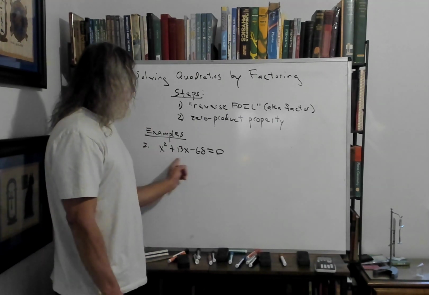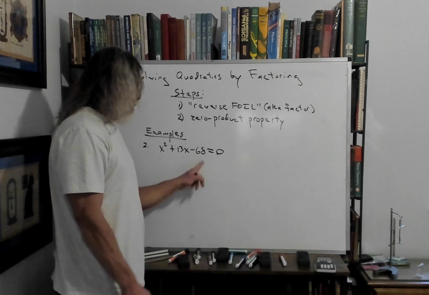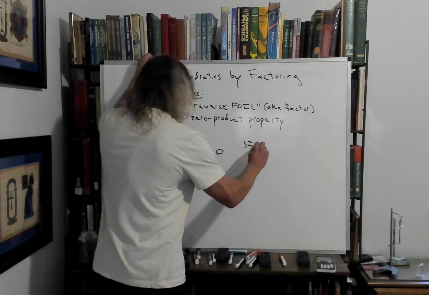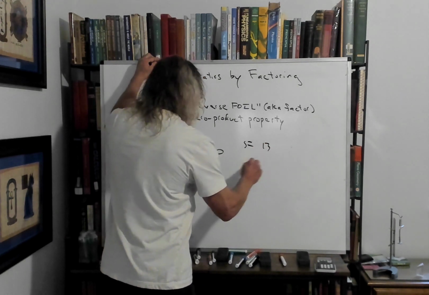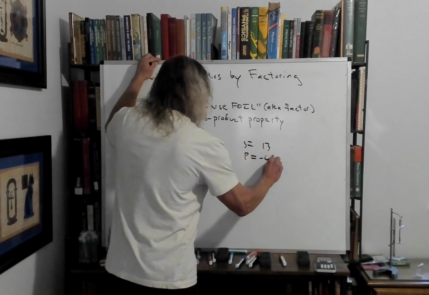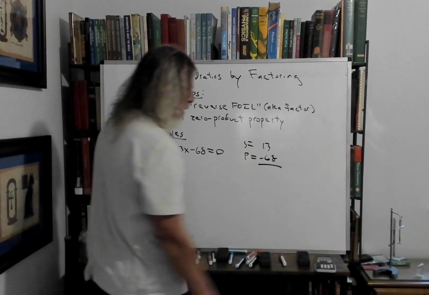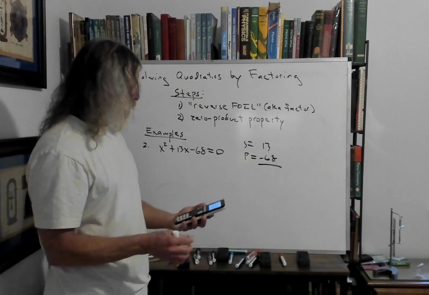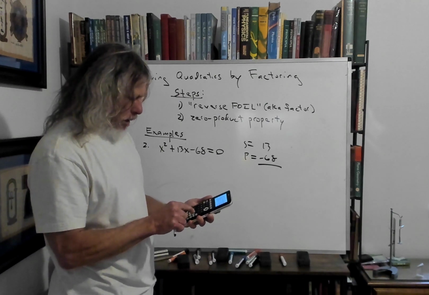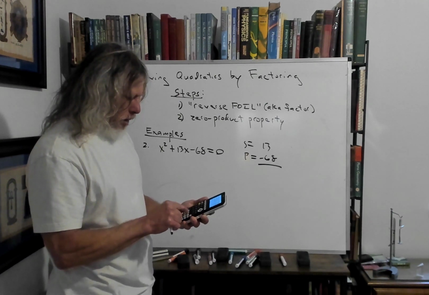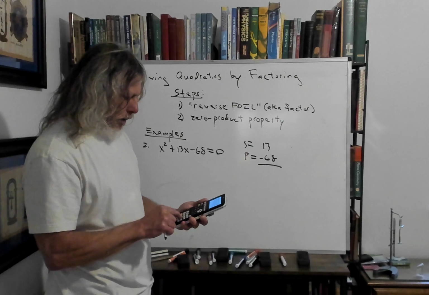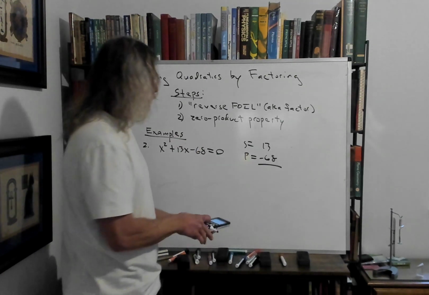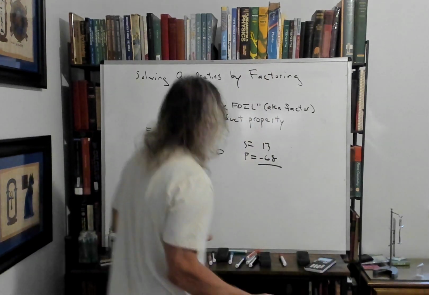So first, on this part, reverse FOIL. We need the sum of 13 and a product of negative 68. Factors. You know, we can use a calculator and go through systematically. 68 divided by 1, enter. 68 divided by 2, enter. 68 divided by 3, enter. 68 divided by 4, enter. Just do stuff like that and see which ones give you integer answers.